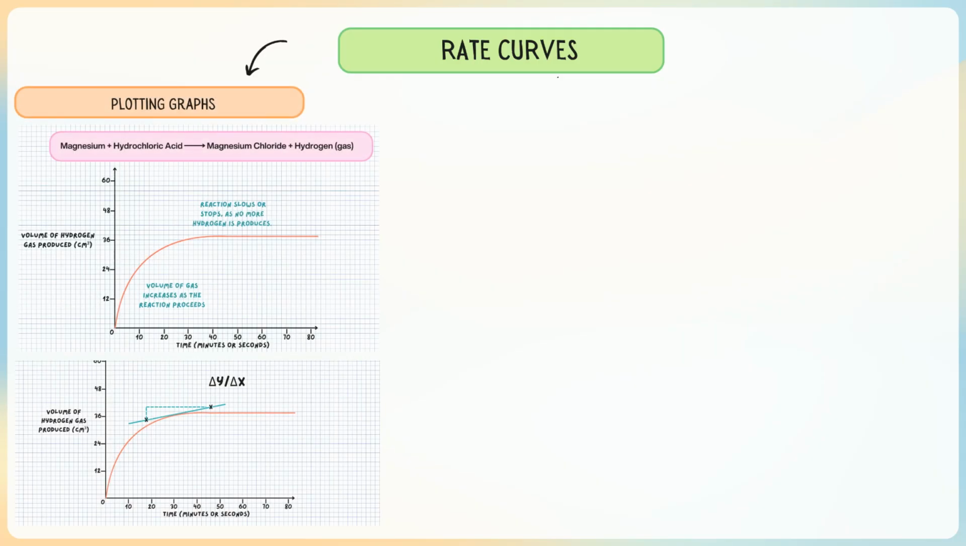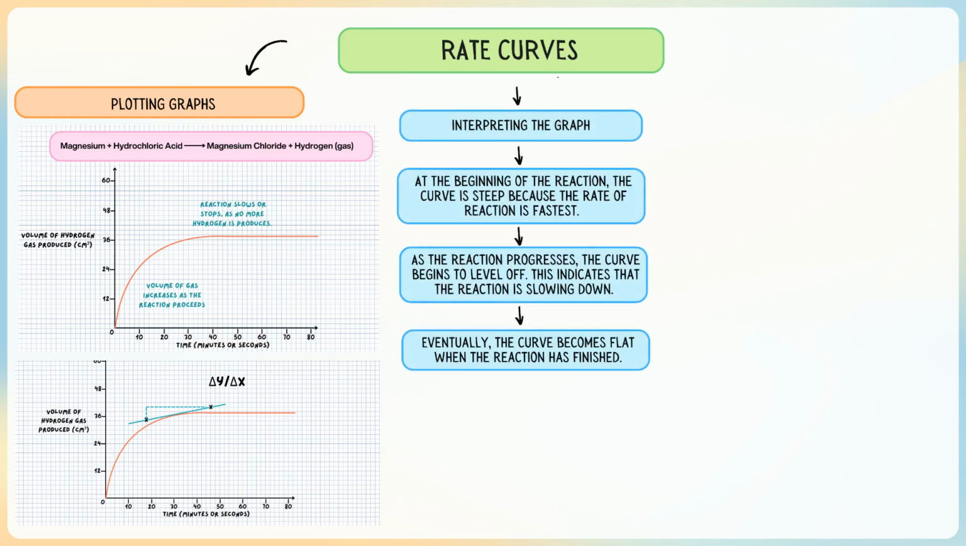In today's lesson, we focused on plotting, interpreting, and using graphs that show the quantity of product formed or reactant used up against time in a chemical reaction. We started by learning how to plot these graphs, with time on the x-axis and the quantity of product or reactant on the y-axis. We then discussed how to interpret the shape of the curve, noting that a steep curve indicates a fast reaction rate at the beginning, which then slows down and eventually levels off as the reaction completes.